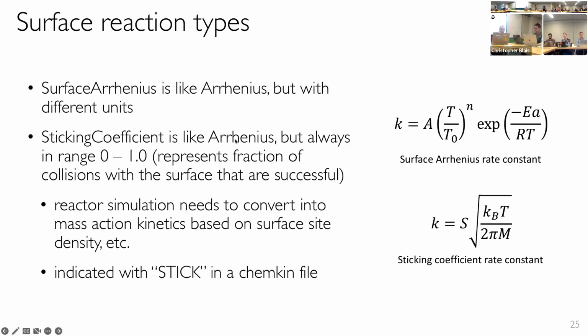There are 4 types of reactions, but 2 main ones: the surface Arrhenius reactions and the sticking coefficient. Within RMG, maybe this is a little too under the hood, we have the surface Arrhenius BEP and sticking coefficient BEP as well. But for the purposes of this explanation, surface Arrhenius and sticking coefficient are the actual kinetics that are happening. Surface Arrhenius is similar to your Arrhenius expression, except the units are a little bit different.